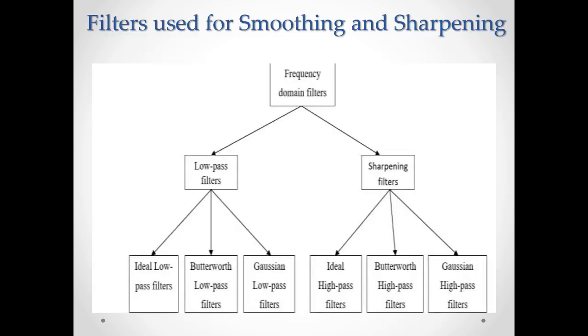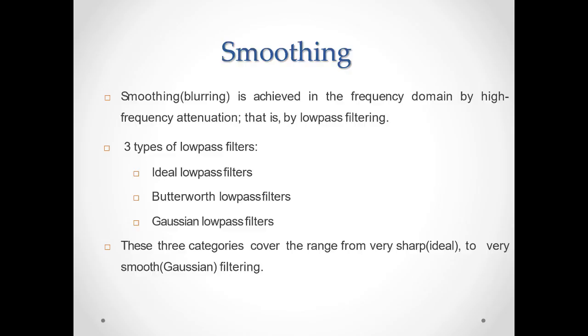Understand image smoothing and sharpening using frequency domain filters. In the previous lecture, we understood about the frequency domain filters, where the filters in frequency domain remove the high frequency or low frequency components in an image. Also, we understood that filters in frequency domain can be classified into two types: first one is low pass filter and second one is high pass filter.